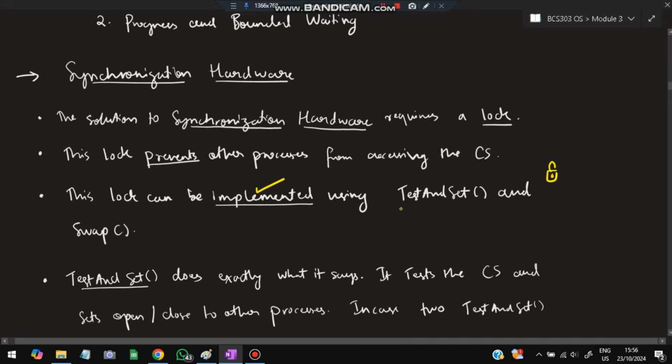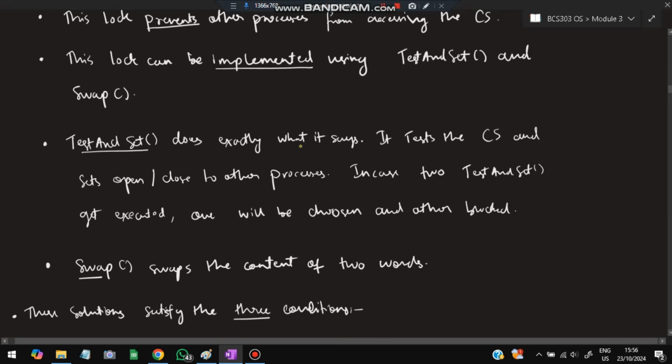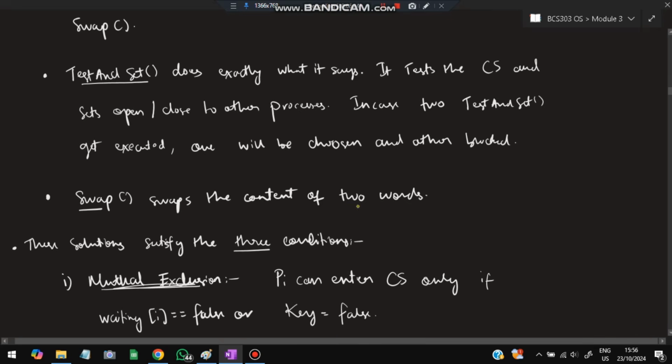And a lock can be implemented using two functions: test and set, and swap. Let's understand what these functions are. Test and set does exactly what it says. It will test whether the critical section can be accessed or not. If it is able to access, it will set some process to access it. That's what test and set does. Swap will swap the content of two words. There will be two data present, and if you want to swap the data, you will use swap.